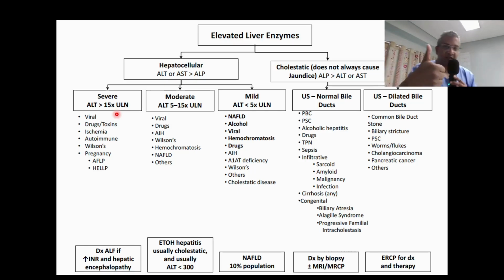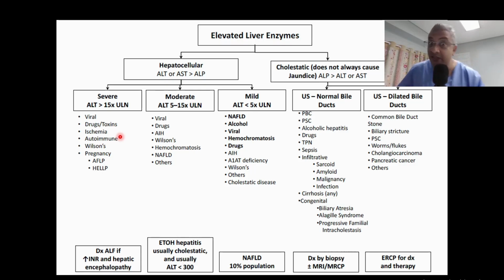Number one, acute hepatitis B. Number two, paracetamol poisoning. Number three, Amanita phalloides mushroom poisoning. Number four is ischemic liver injury, so-called shock liver. Okay, so viral in the way of hepatitis B, drugs and toxins, ischemia to the liver, autoimmune.